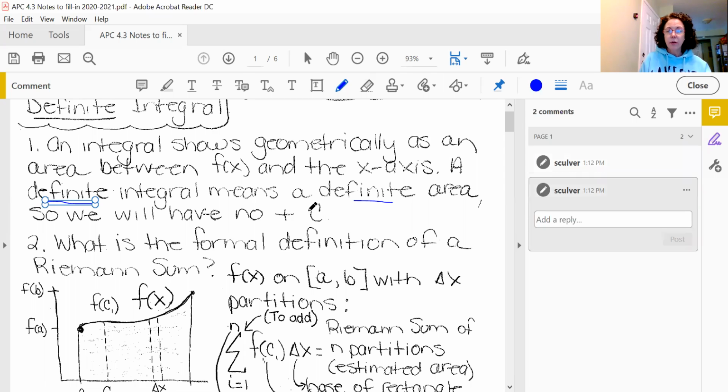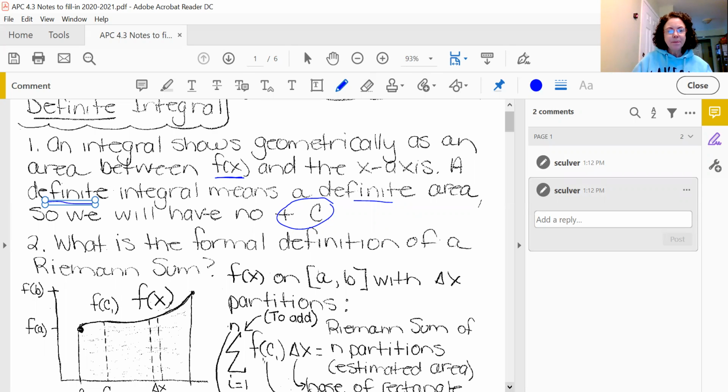So we will have no plus C. You may be like, well, where does the plus C go then? Because the plus C indicates a family of functions, and what we'll have is an actual function determined on a certain interval that has a definite area and will produce a definite integral also. So we'll see that a few times.